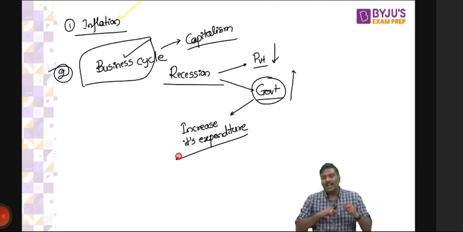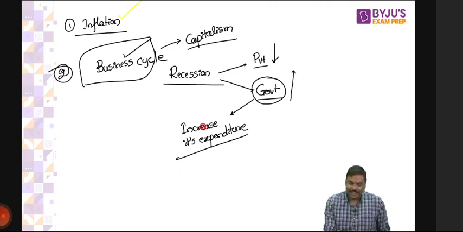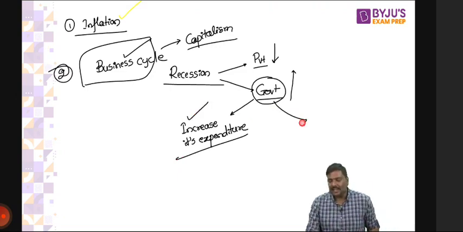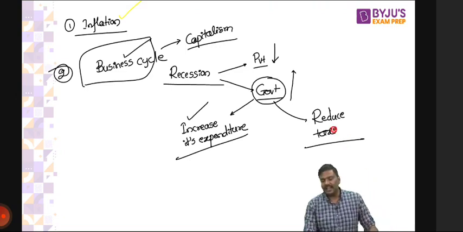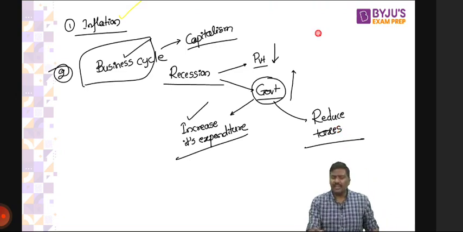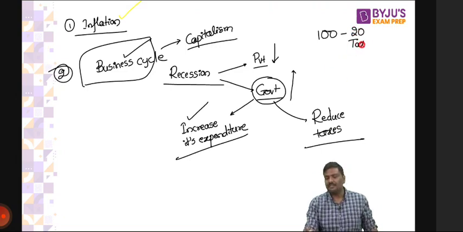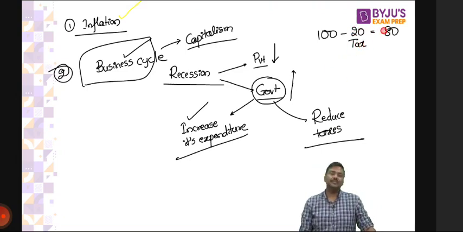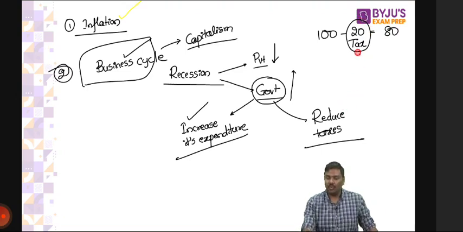So one way is an increase in the government expenditure, and the second is to reduce the taxes. So how? Imagine your income is 100. Out of that, government is collecting 20 rupees as taxes. So what is the disposable income? 80 rupees. Now, rather than imposing and collecting 20 rupees tax, what if the government reduces it to 5 rupees? 100 rupees minus 5 rupees. Now, you'll have a disposable income of 95 rupees.